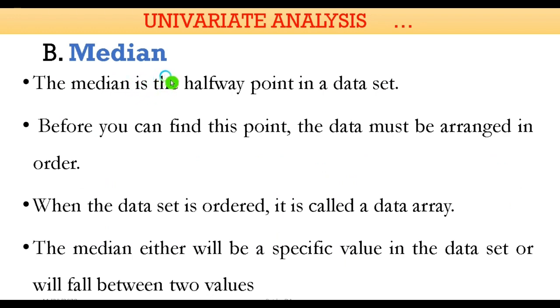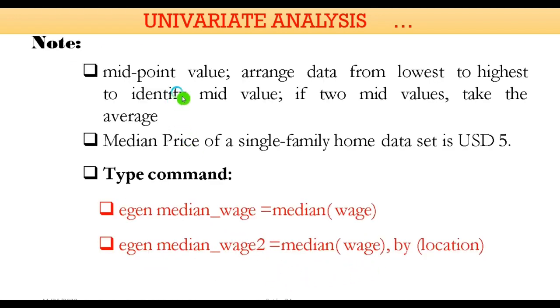So others, in the case of the median. The median is the halfway point of the data set. Before you find this point, the data must be arranged in order. When the data is ordered, it is called a data arrangement or data array. The median will either be a specific value in the data set or will fall between two values. Midpoint value means arranging the data from lowest to highest to identify the mid value. If there are two mid values, take the average. That means if the number of observations is even, you add the mid ones and divide by 2, then you get the median.